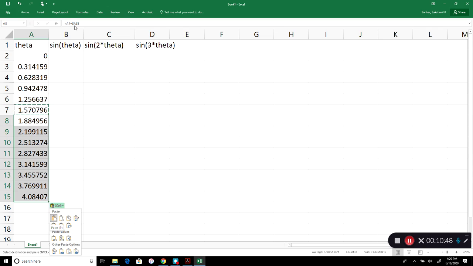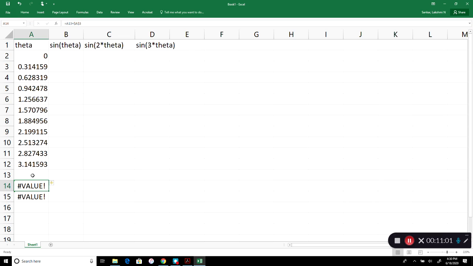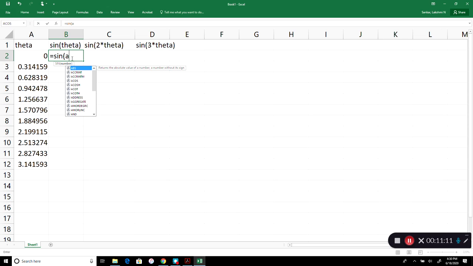Okay, so I'm going to stop at pi. I don't care beyond pi because theta is now going from 0 to pi. So now this is going to be sine of A2. Now copy it.